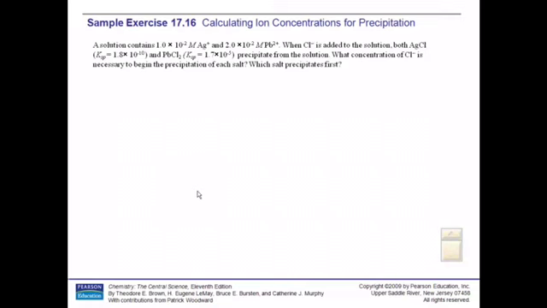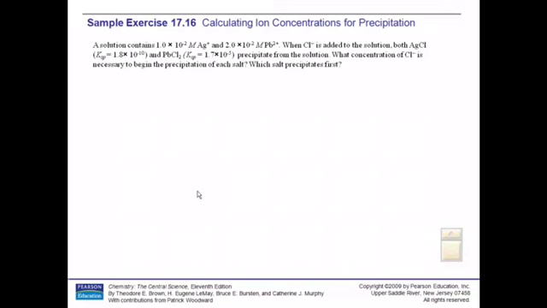Then it says when chloride ion is added to the solution, both silver chloride with this Ksp and lead chloride with that Ksp precipitate form in the solution. So you got two precipitates forming at the same time. It's like a battle. And it says, what concentration of chloride ion is necessary to begin the precipitate of each salt? And it says, which salt will precipitate first? Oh, tough little question here, okay?